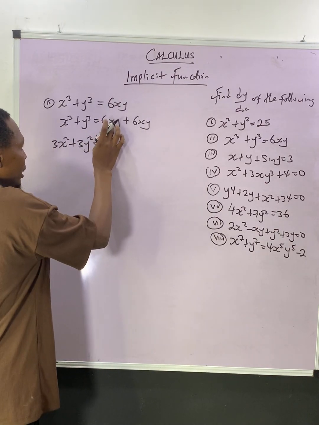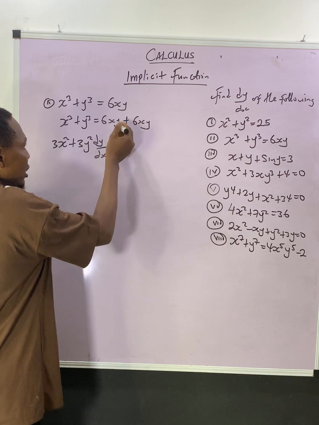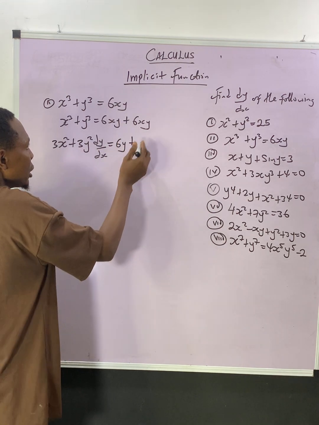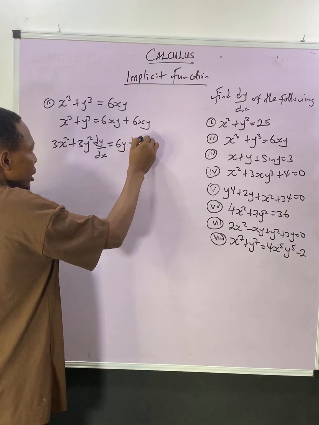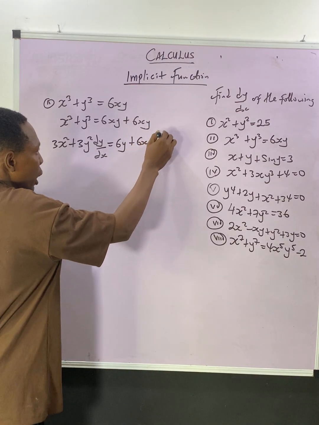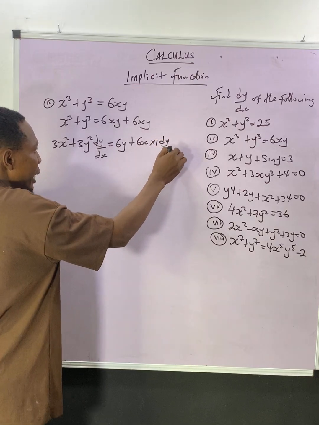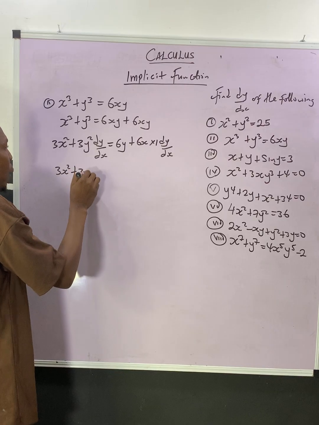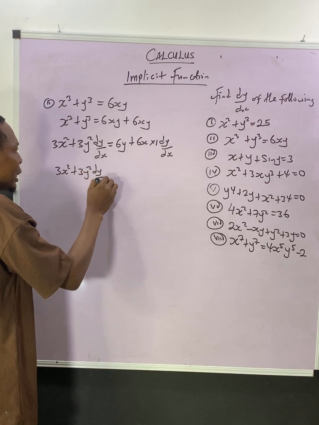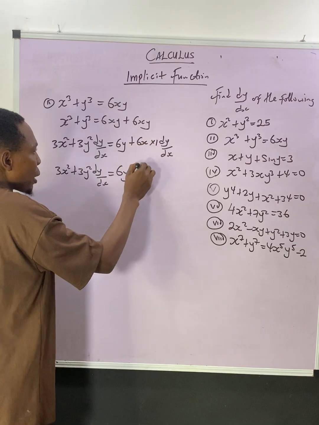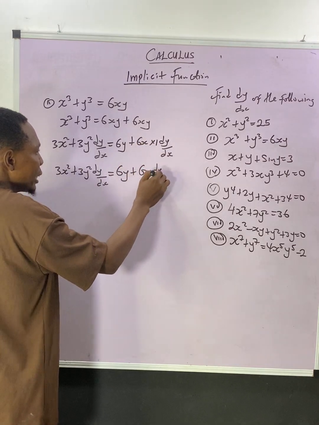So this time around, what I'm differentiating here is 6x. If I differentiate 6x, it's 6, and 6 times y is 6y. Then plus, here I have 6x. If I differentiate y, what is it? 1. So that's times 1. You add dy dx. So this time around we have 3x squared plus 3y squared dy dx equals to 6y plus 6x times 1, we have 6x dy dx.